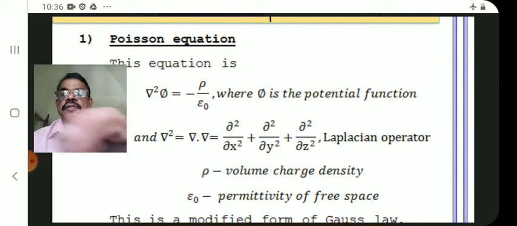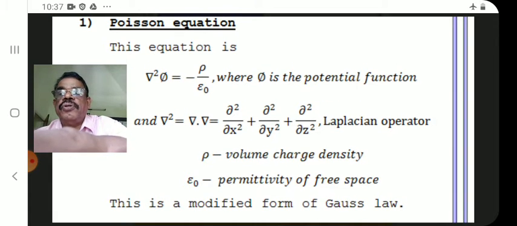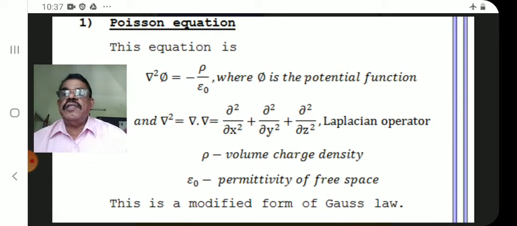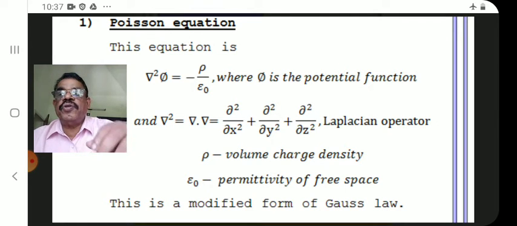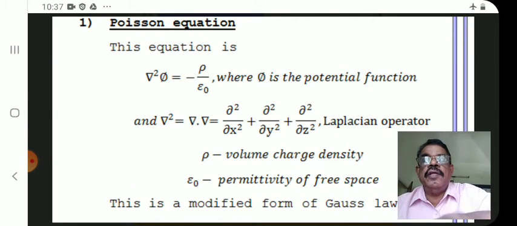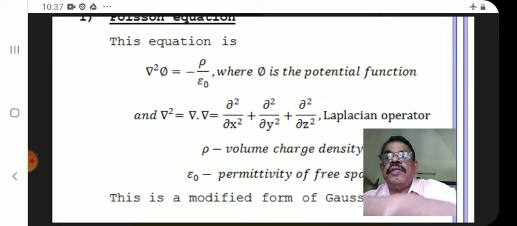So you understand the Poisson equation is del square phi is minus rho by epsilon 0. Phi is the potential function. The potential can be represented as a function.